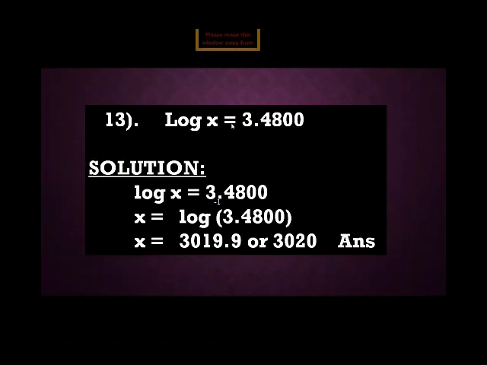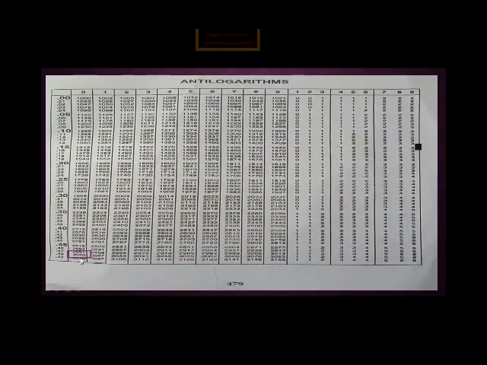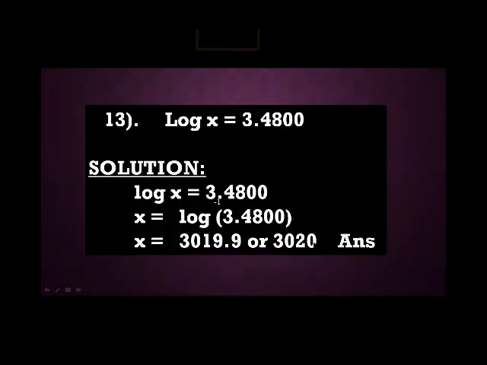Now log x is 3.4800. You have to find the antilog of 3.4800. So you will see 0.480, and you get 3020. Then 3 plus 1 is 4, so you will place the decimal after 4 digits. So you may place the decimal here, or you just write 3020.